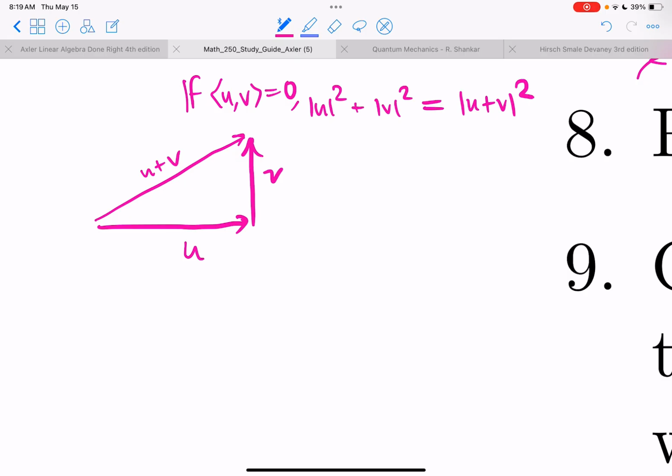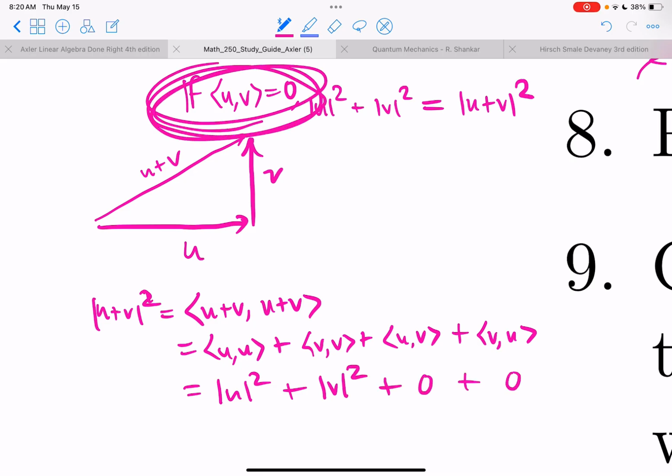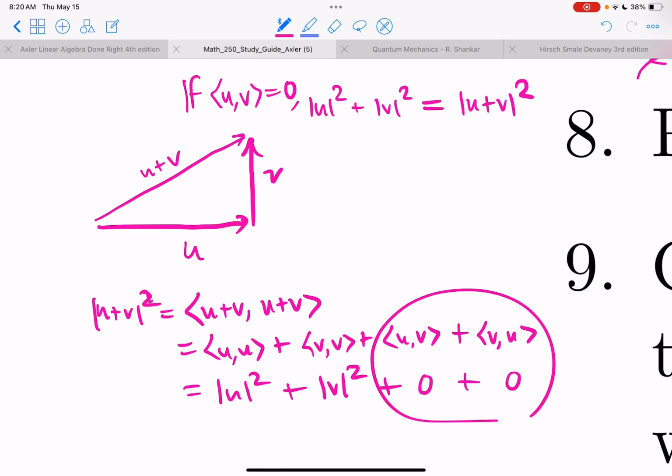That's what Pythagoras says. If you have a 90 degree triangle, then a squared plus b squared equals c squared. All right, so let's just compute: u plus v squared is, by definition, (u plus v) dot (u plus v), which is u·u plus v·v plus u·v plus v·u, and this is u squared plus v squared plus 0 because they are 90 degrees. We really need that 90 degrees thing. Otherwise, that would not be 0. And so that's the end of the proof.